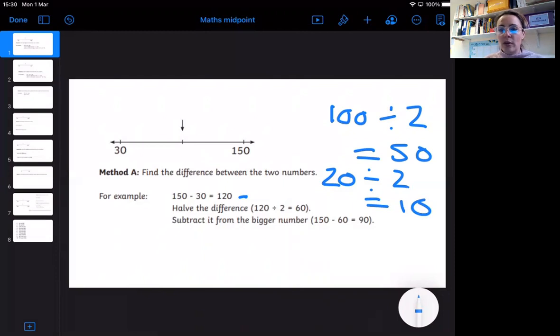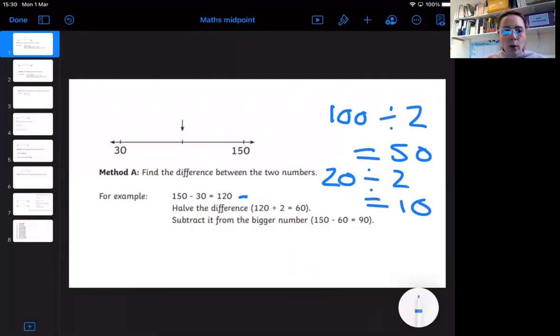You might want to use a number line and jump back. You might want to just use your knowledge of number. I know, for example, that 150 take away 50 is 100. I'm taking away 10 more, so that's 90. You can use column, you could draw deans, you can do whatever method you think works best to work that out.